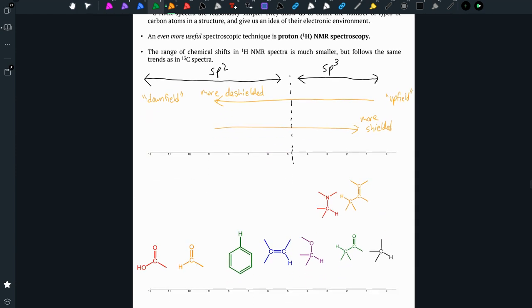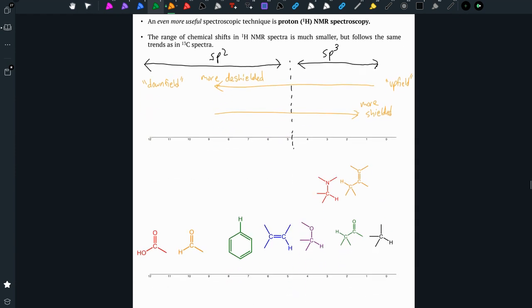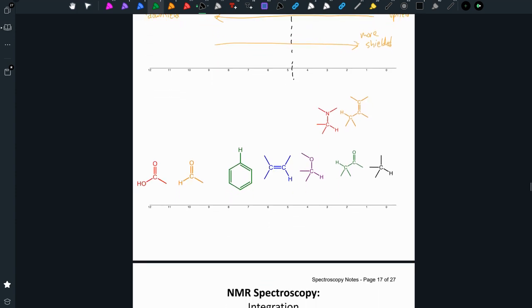So let's take a look at some specific functional groups. My baseline for hydrogens is a hydrogen bonded to a carbon that's not really bonded to anything else. So like an alkane hydrogen. The baseline for that is usually around 1. Okay, so you're not likely to see many peaks above 1.